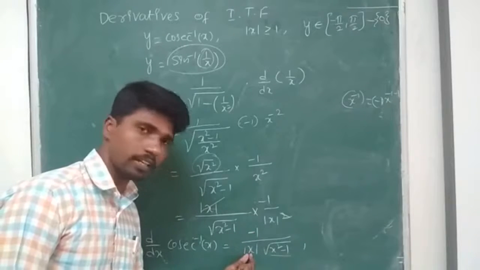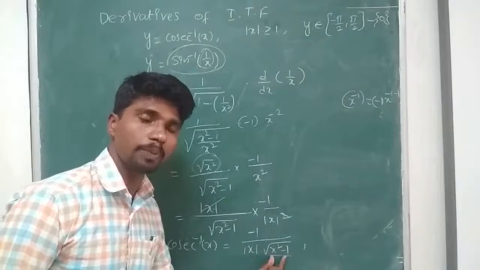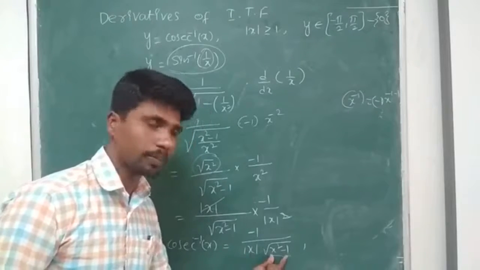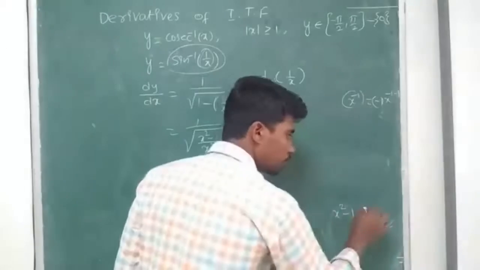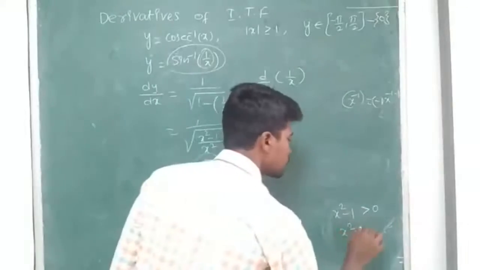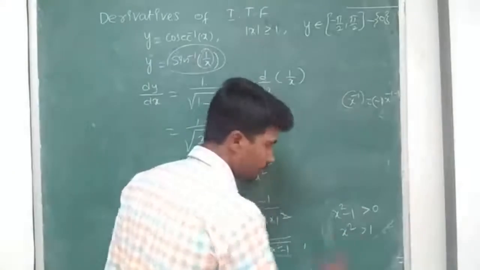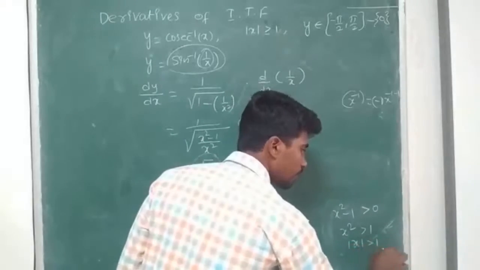So we cannot take x as 0, and x square minus 1 should not be 0, it should be positive. So what can I take? x square minus 1 should be greater than 0, we should not take equal to. So I get x square greater than 1. Then if I take the square root, what do I get? Modulus of x is greater than 1.